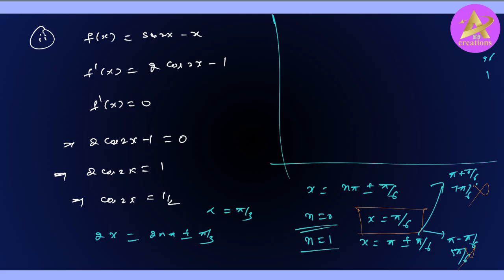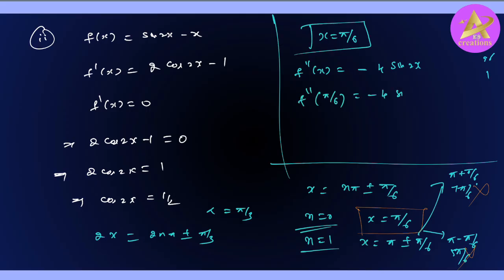Okay, x equal to pi by 6, that is 30 degree. Then we have to check whether this is a local maxima or minima point. For that, we have to find f double dash of x. We get minus 4 sine 2x. Next, f double dash of pi by 6 is equal to minus 4 sine 2 times pi by 6, 2 ones are 2, 3s are 3, minus 4 sine pi by 3.